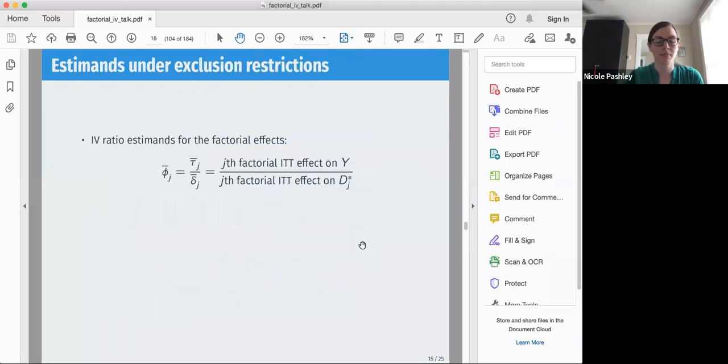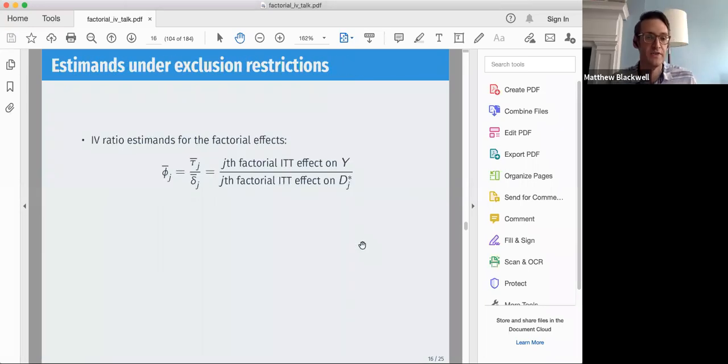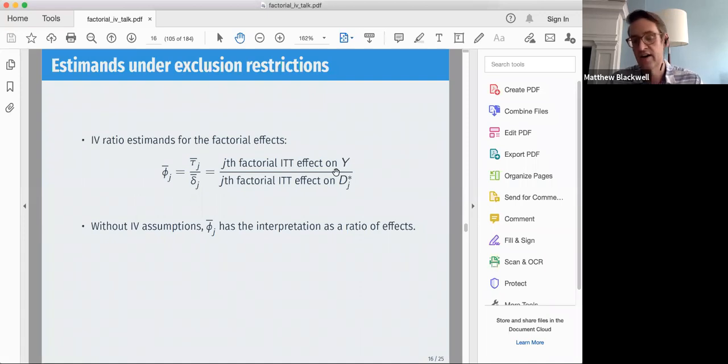Okay. So then what we can do with these things is take all of these factorial effects of assignment on the outcome and all of these factorial effects that we have on this, sorry, this D star should be D tilde, on all of these interactions that we talked about. We're just going to take the ratio of them, just like you would do in a univariate case. And without the IV assumptions that we talked about, this just has the interpretation of a ratio of effects, whether or not you think that's an interesting quantity.